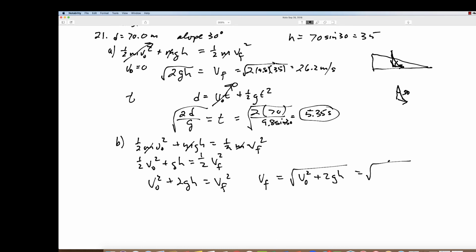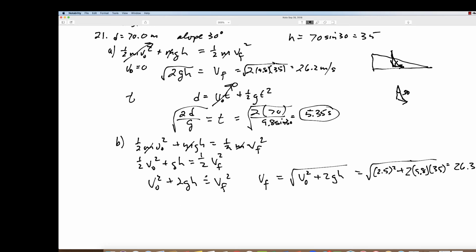It says that the initial speed is 2.5 meters per second, so we have 2.5 squared plus 2 times 9.8 times 35. And it turns out that it only increases the final velocity by about 1/10 meter per second.